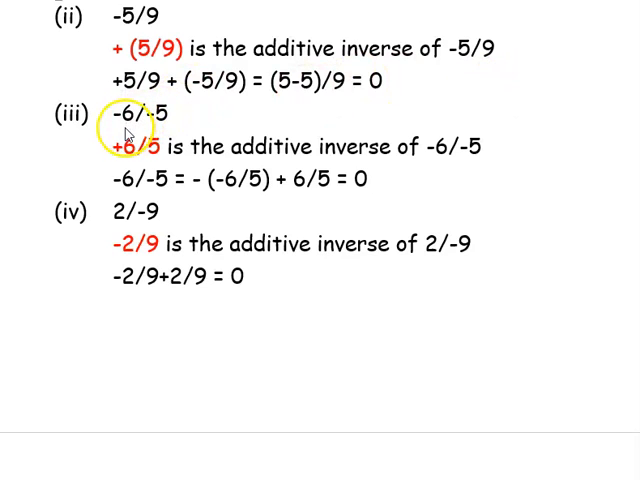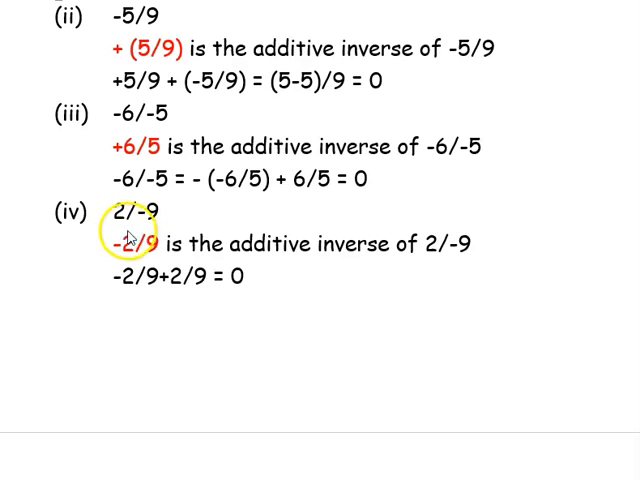The next, third question is minus 6 divided by minus 5. So 6 by 5 is the additive inverse of minus 6 divided by minus 5. So the additive inverse is 6 by 5 and the given number is minus of minus 6 by 5. If you add these two, the denominator 5 is common, and 6 plus minus 6 will be 0. So the additive inverse of minus 6 divided by minus 5 is plus 6 by 5.